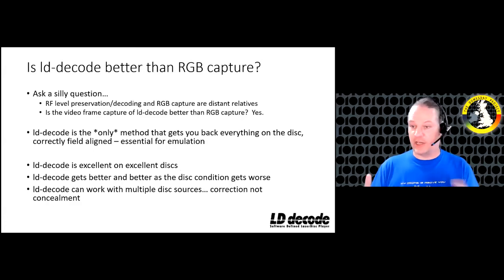But if you were to actually compare the output, I would say, it's really kind of an individual thing, but LD Decode does a better job. If the disk is really good, they're quite close together. The worse the disk gets, the better LD Decode becomes. It becomes much better at recovering bad, noisy information from the disk. So it's excellent on excellent disks, and it gets better and better as the disk condition gets worse, which sounds kind of strange. But the worse the disk is, the more advantage you get in quality terms by using LD Decode.